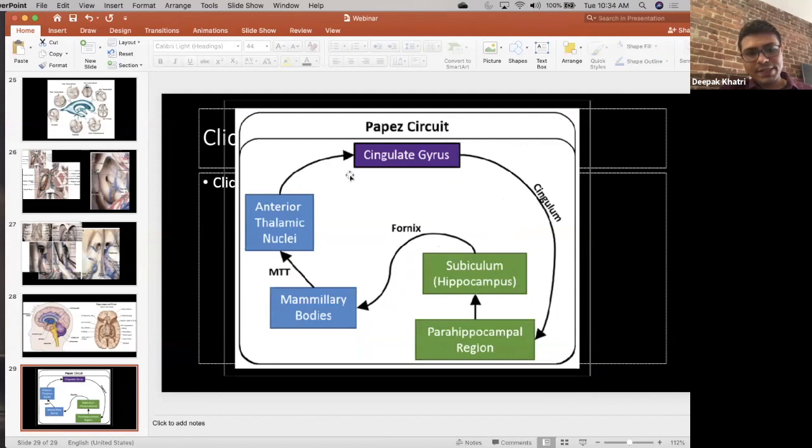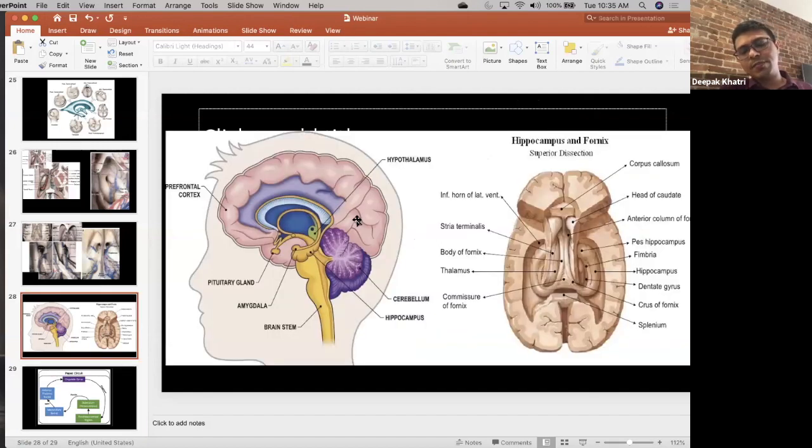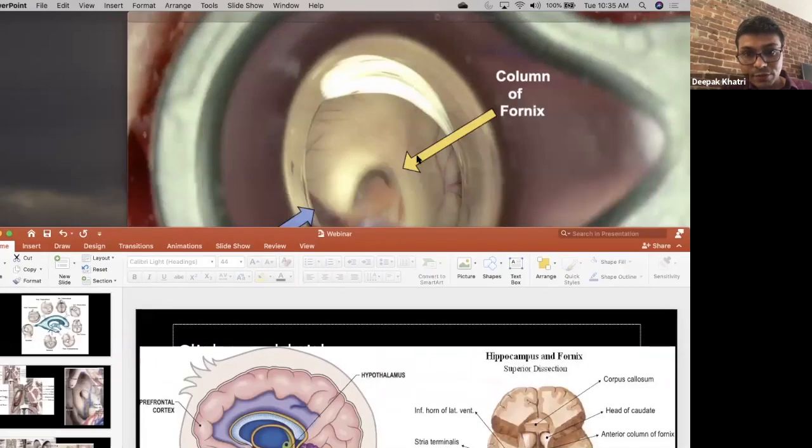We call it the Papez circuit, and it connects all these structures which I mentioned to you. This circuit is really important because it helps in the cortical control of memory function and emotional control. So if you damage this during your surgery, the person may have deficits in the memory. So you don't want to do that. Let's go back to the video.